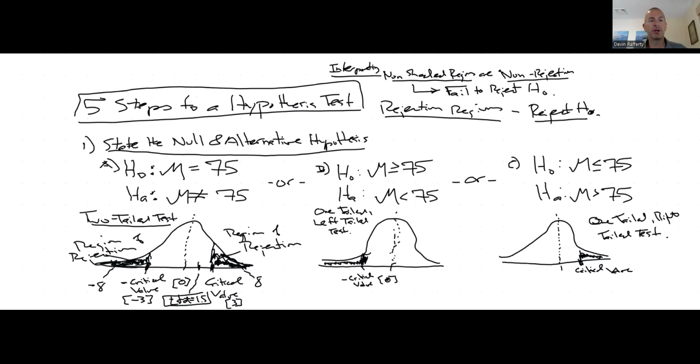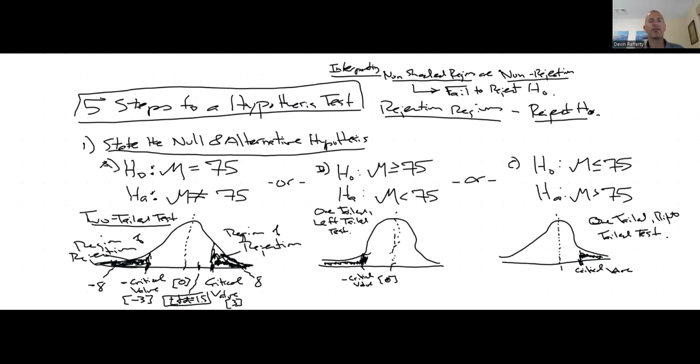Step 1, state the null and the alternative. I want to know, is Home Depot stock going to be equal to $75? That gives me an alternative of not equal to $75, which means I have a 2-tailed test, right? If I have a not equal to sign down here, then I have a 2-tailed test. 2 tails means I have 2 rejection regions. This one rejection region here, this other region of rejection here. So I have a 2-tailed test. I have 2 critical values, a negative and a positive critical value.